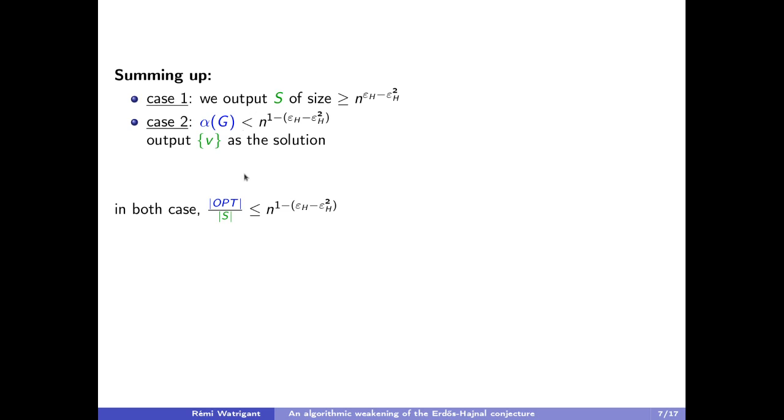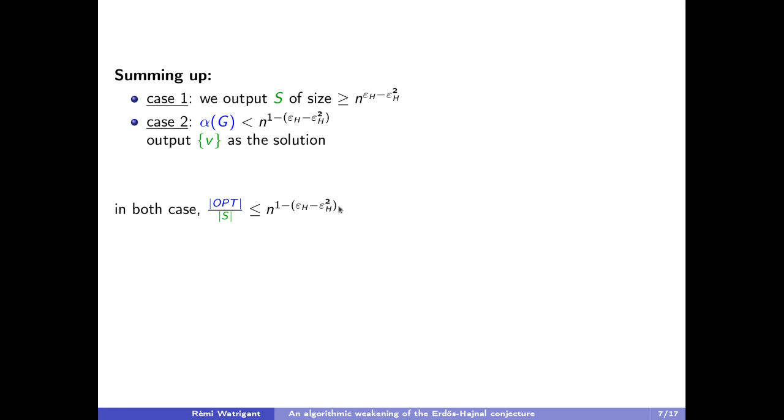And you can check that in both cases the ratio between the size of an optimal solution and the size of the output solution is always smaller than this. So the output solution is always an approximate solution with this approximation ratio. So it answers positively the previous question.